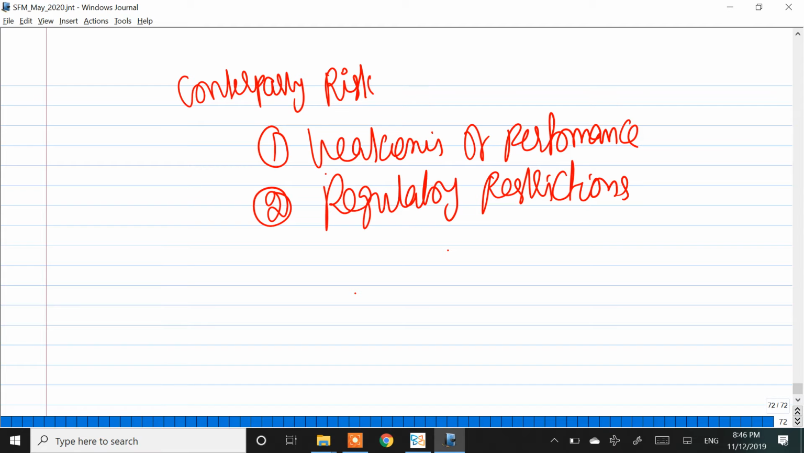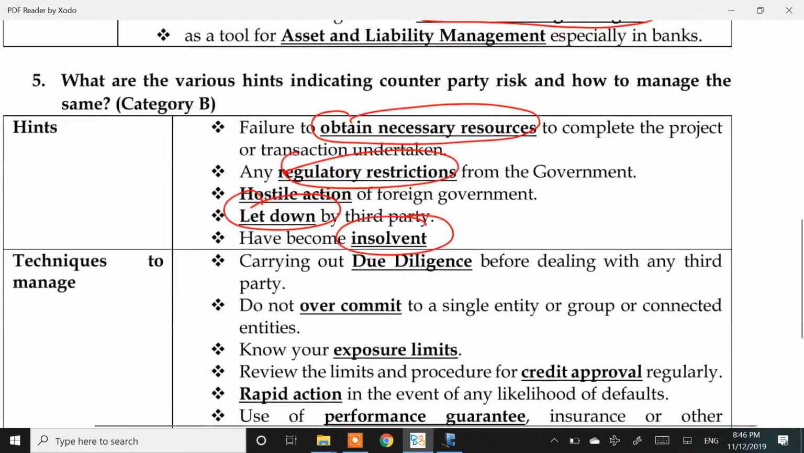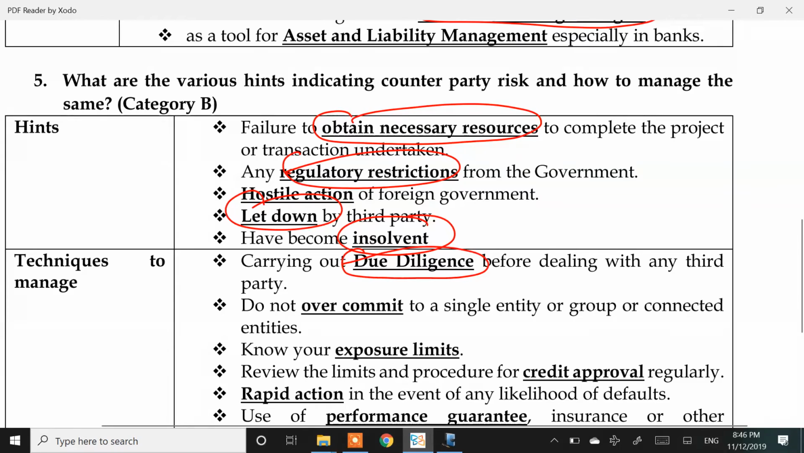I should try to carry out a due diligence. A due diligence is extremely critical. If I carry out a due diligence before entering into a transaction, that will give me a lot of confidence in the company. I would also like to fix some limits. If limits are not there, you will end up over-committing to a single entity or to connected entities.